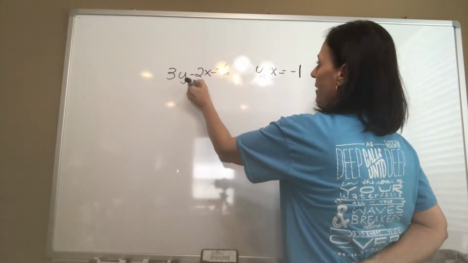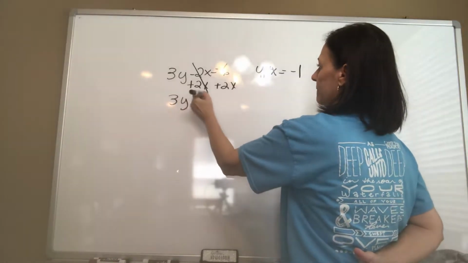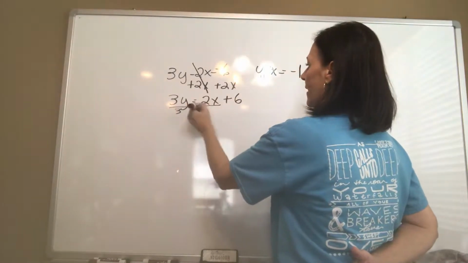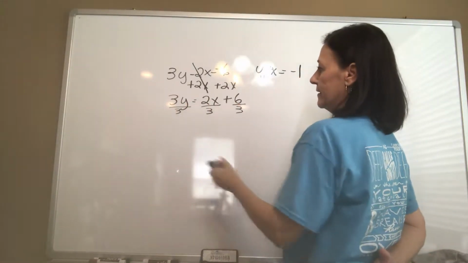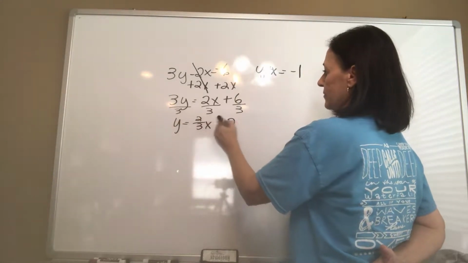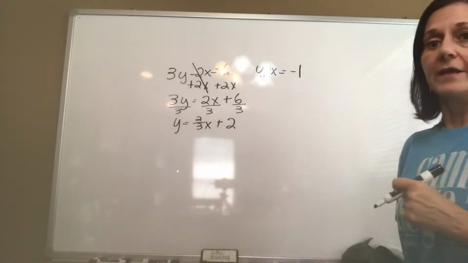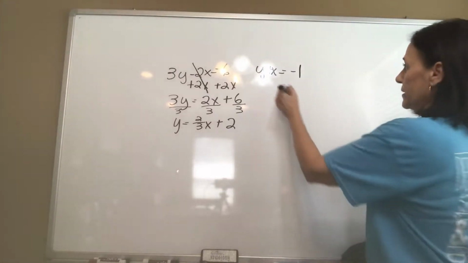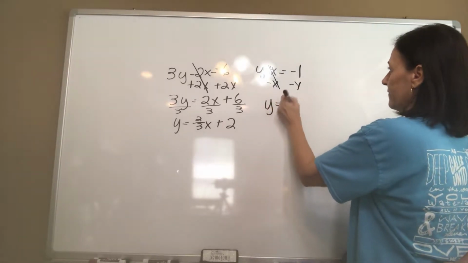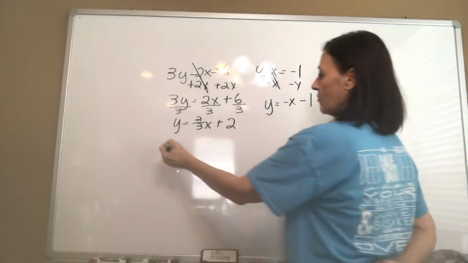So I add the 2x on both sides. I'm left with 3y is 2x plus 6. Then I divide every term by 3. So I'm left with y is 2/3 x plus 2. That's one equation. The other equation, I'm going to subtract x from both sides, and I'm left with y is negative x minus 1. So I will begin with graphing them.